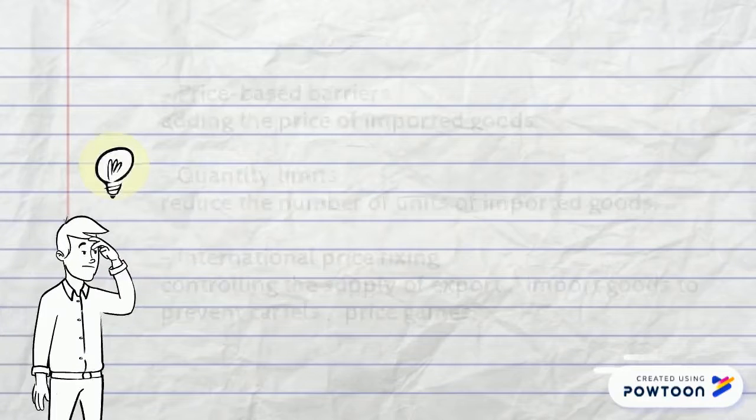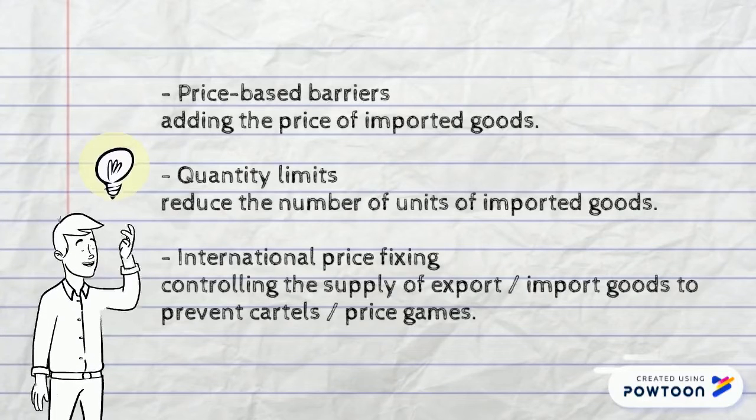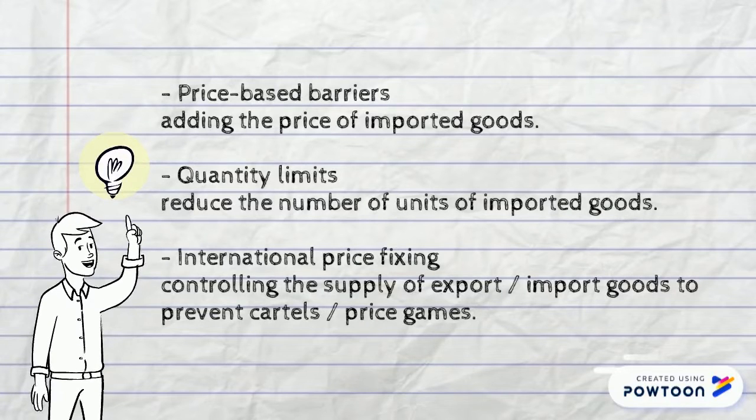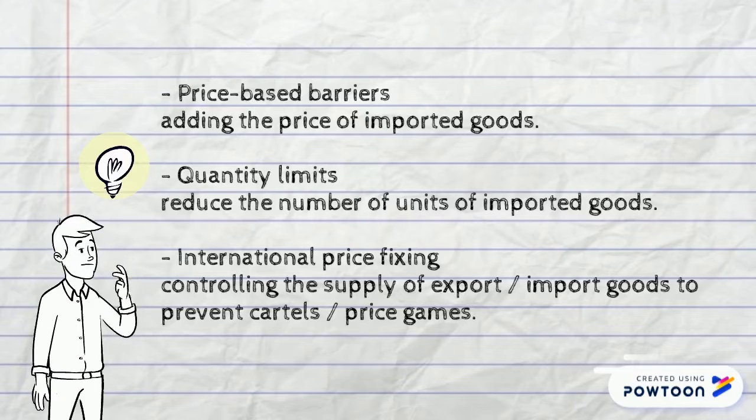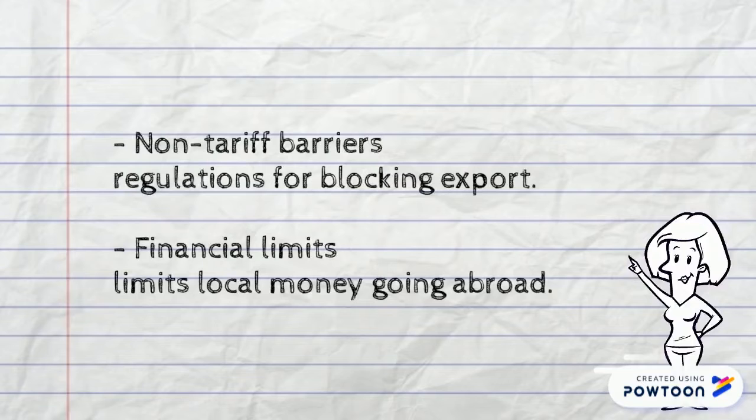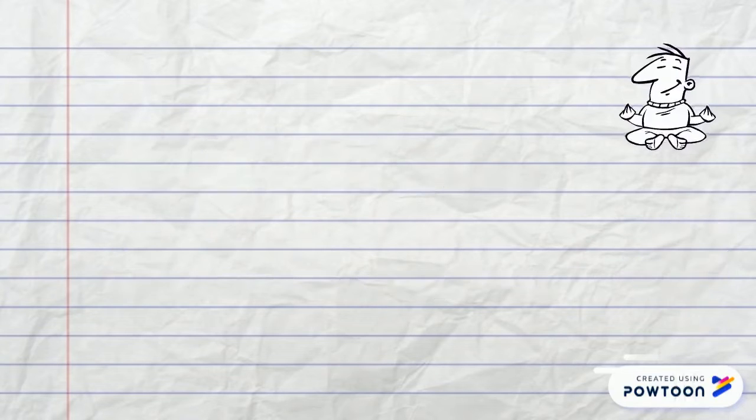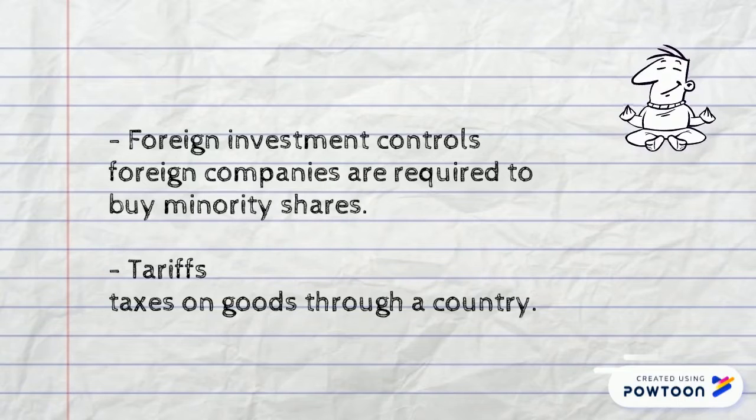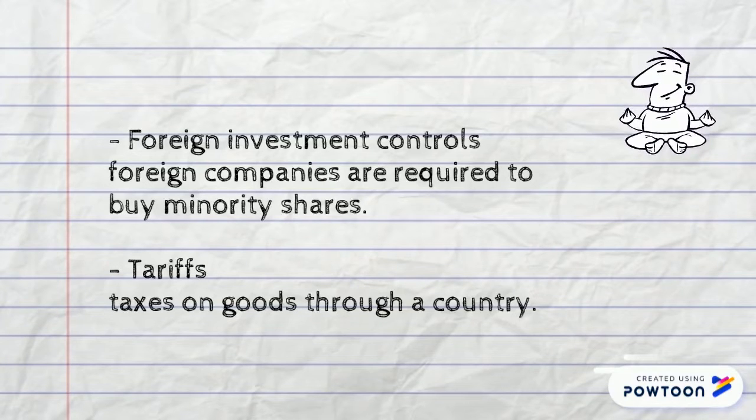First, price-based barriers. It is adding more price to the imported goods. Second, quantity limits, which aim to reduce the amount of imports. Third, international price fixing. That is manipulating export-import supplies to prevent price play. Fourth, non-tariff barriers, the government regulations in blocking imports. Fifth, financial limits, which limit local money going abroad. Sixth, foreign investment controls, where foreign companies have to buy minority shares. Seventh, tariffs, the taxes on goods passing through a country.